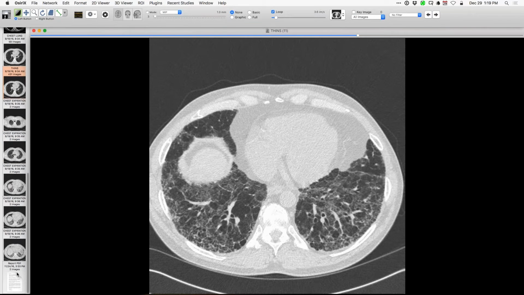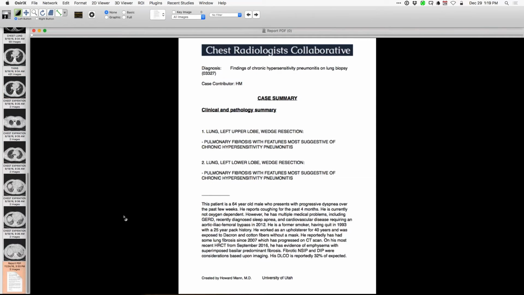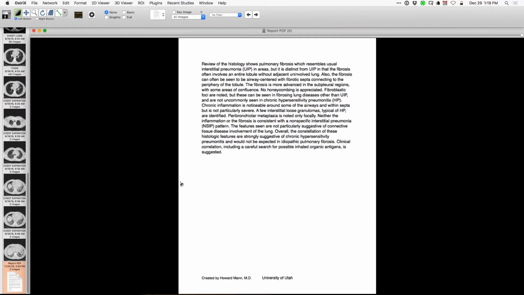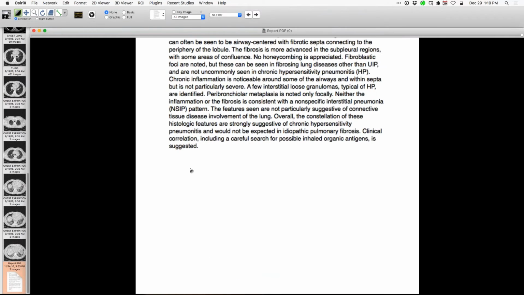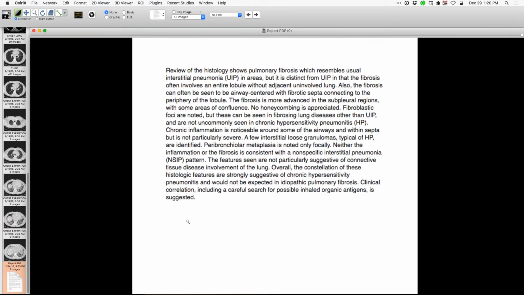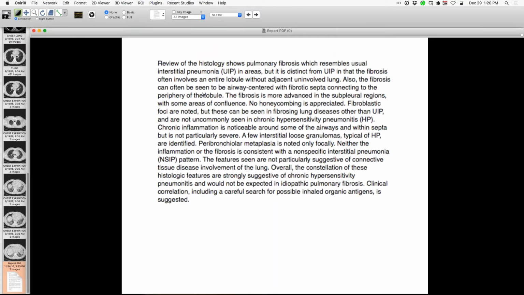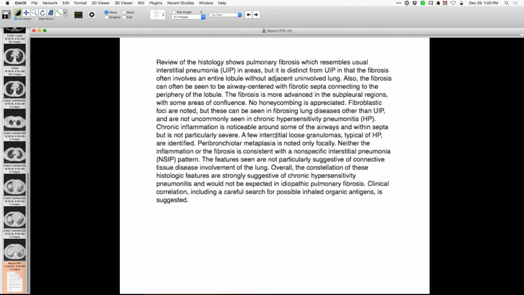Interesting. So why did they think it was HP? Did they say it was because most of the fibrosis was centered around the airway? Exactly. Let me see if I can bring this up. Airway centered fibrosis. Usually, though, they mentioned the chronic inflammation around the airways. That's one of the key features. It had all three features: granulomas. Where does it say granulomas? I'm not even seeing it. Loose interstitial granulomas.